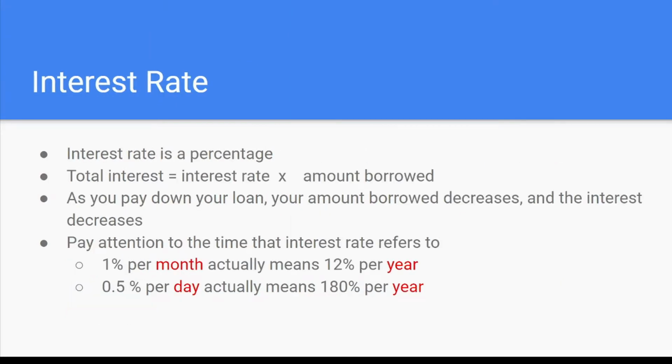Interest rate is in the form of a percentage. The total interest equals the interest rate times the amount borrowed. And as you pay down your loan, the amount borrowed decreases and the interest also decreases. Also pay attention to the time that the interest rate refers to. 1% per month is actually 12% per year. 0.5% per day actually means 180% per year.